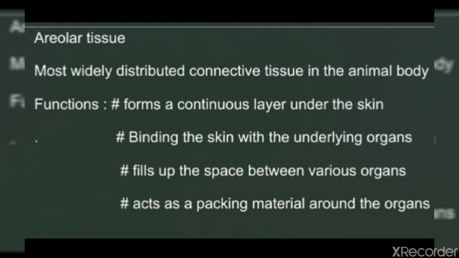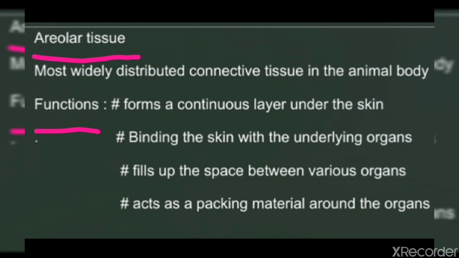Areolar tissue is the most widely distributed connective tissue in the animal body. Now let's see the functions of areolar tissue. This tissue forms a continuous layer under the skin. Clear, children? This tissue forms a continuous layer under the skin.